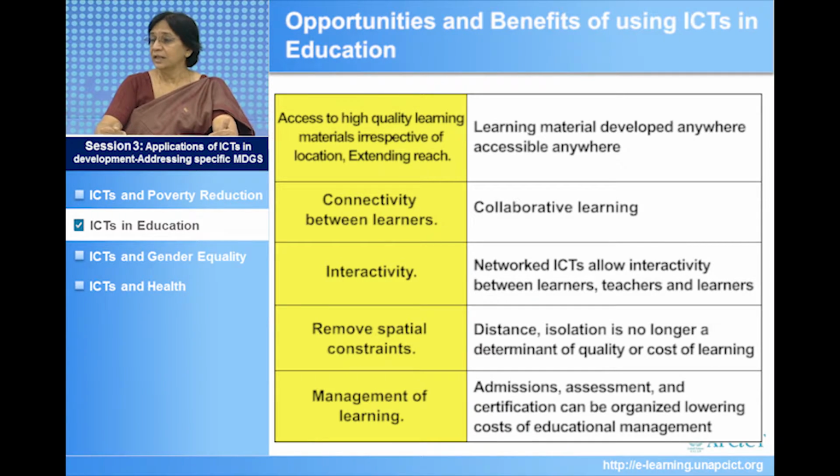Interactivity, a feature that allows interactivity or collaboration between learners, between teachers and trainers. This is another dimension of ICTs which has been proven to work. Distance and isolation are no longer a determinant to the quality or the cost of learning. Among the things that we found, access to schools and colleges was proving to be problematic for the poor in the villages. Now we can actually provide learning right in their homes, in the community telecenter, and wherever they are. So distance, geography, and cost are no longer determinants of learning.